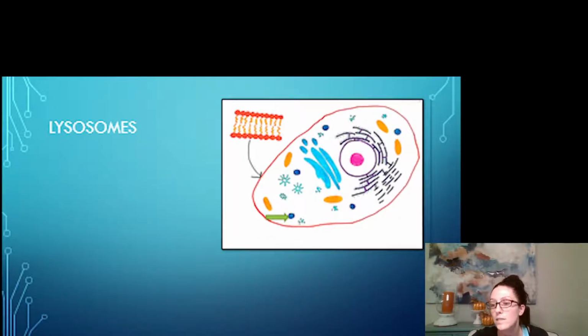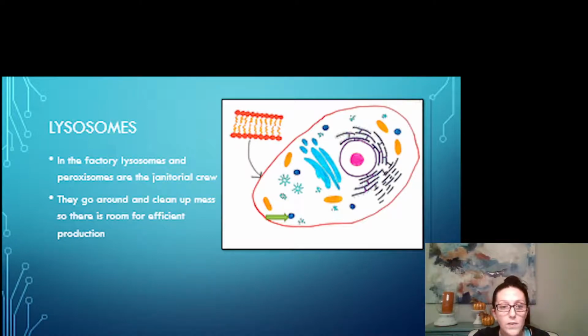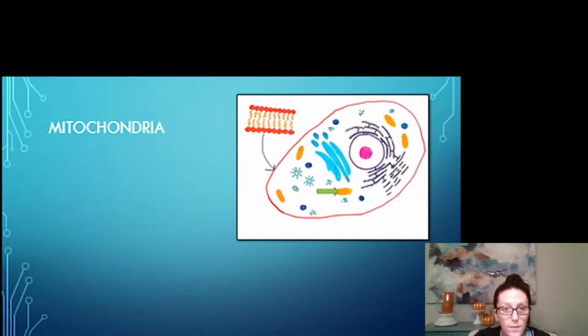Up next, we have the lysosomes. They are a specialized type of Golgi vesicle. They travel around the cell and break down bacteria. They contain 50 types of digestive enzymes to break down material they encounter. We also will discuss the peroxisomes, which are similar to the lysosomes. They are produced by the endoplasmic reticulum and they detoxify cells. In the factory, the lysosomes and peroxisomes are the janitorial crew. They go around and clean up messes so there is room for efficient production.